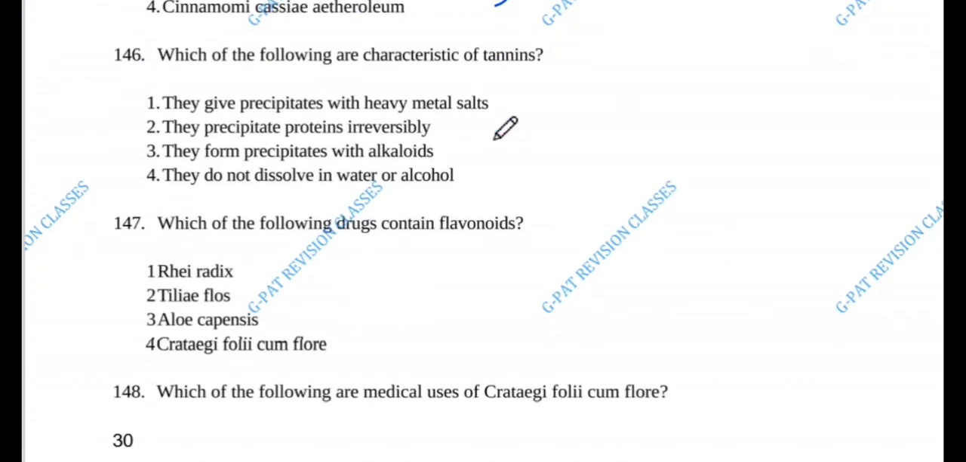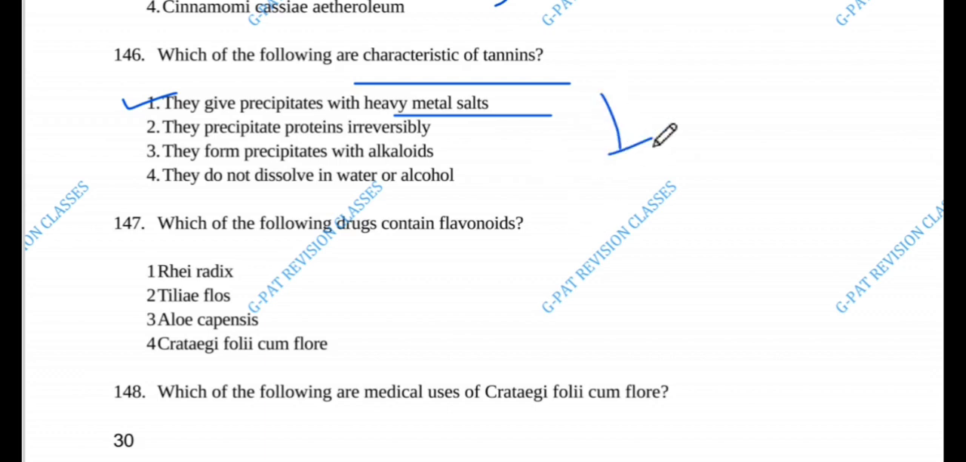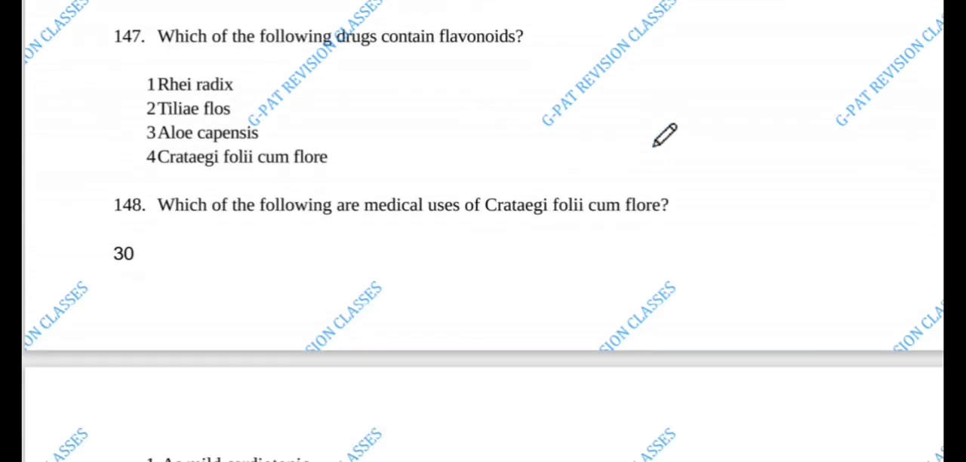Next is question number 146. Which of the following are characteristics of tannins? The answer is first, they give a precipitate with heavy metal salts. The answer is first.